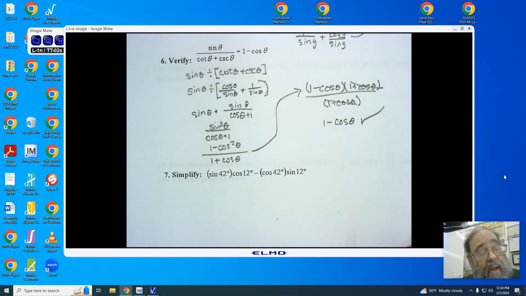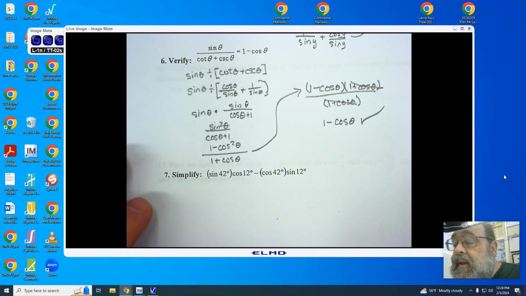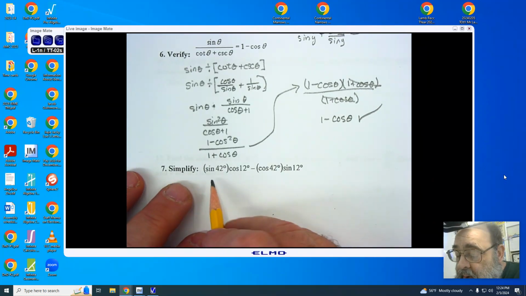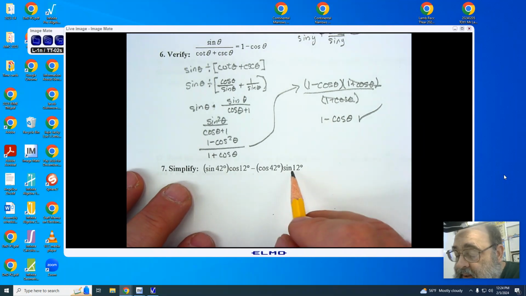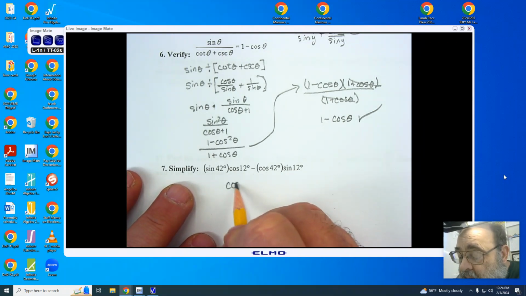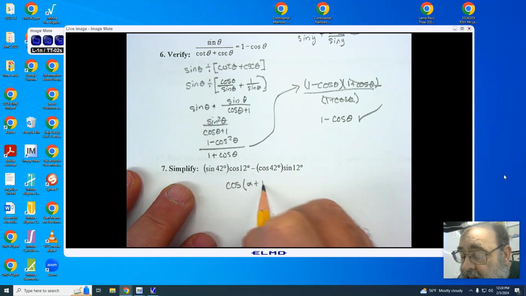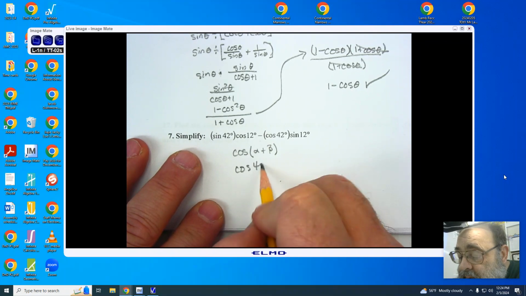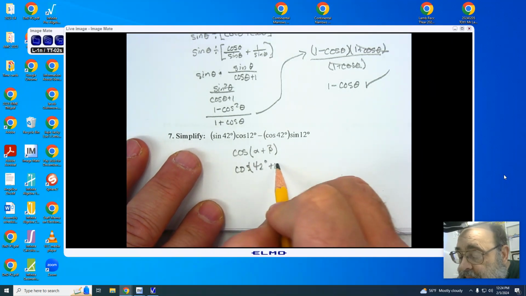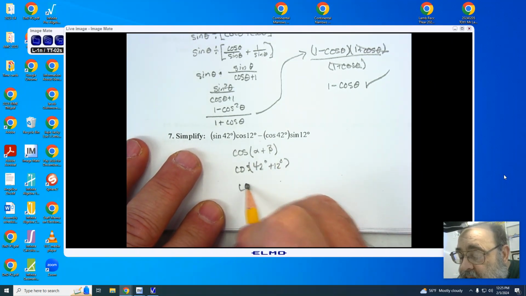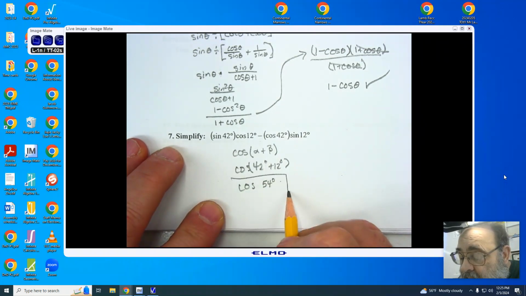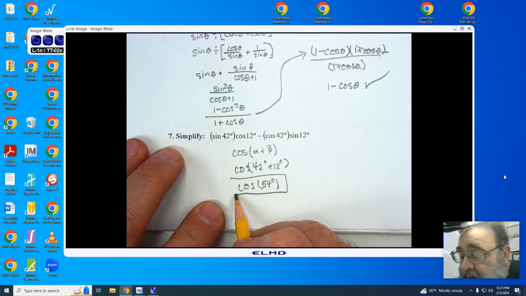Now, was number 7 that we actually missed? I did not see that I had missed it in class today, but my goal is to just slowly break it down and notice that it's sine cosine minus cosine sine. This is the cosine of alpha plus beta, which would be the cosine of 42 degrees plus 12 degrees, and that's going to give me the cosine of 54 degrees. And that is now simplified. And my answer.